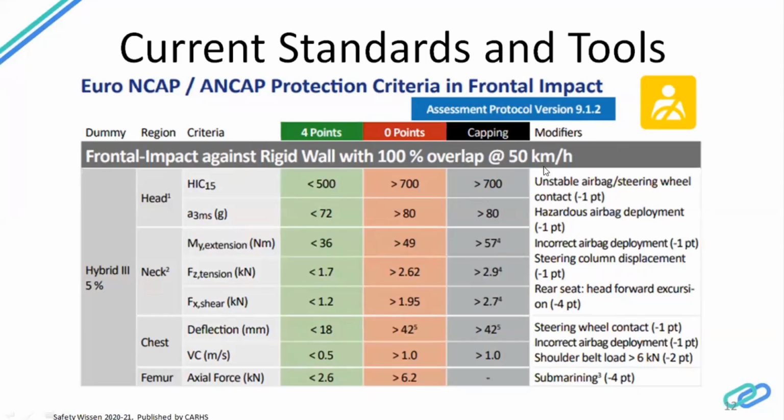There are modifiers here. If there is an unstable airbag steering wheel contact, you will lose 1 point directly. If there is a hazardous airbag deployment, you lose the point. Incorrect airbag deployment, you lose the point. Steering column displacement, you lose the point. Can you imagine how stringent it is? It is becoming very difficult.